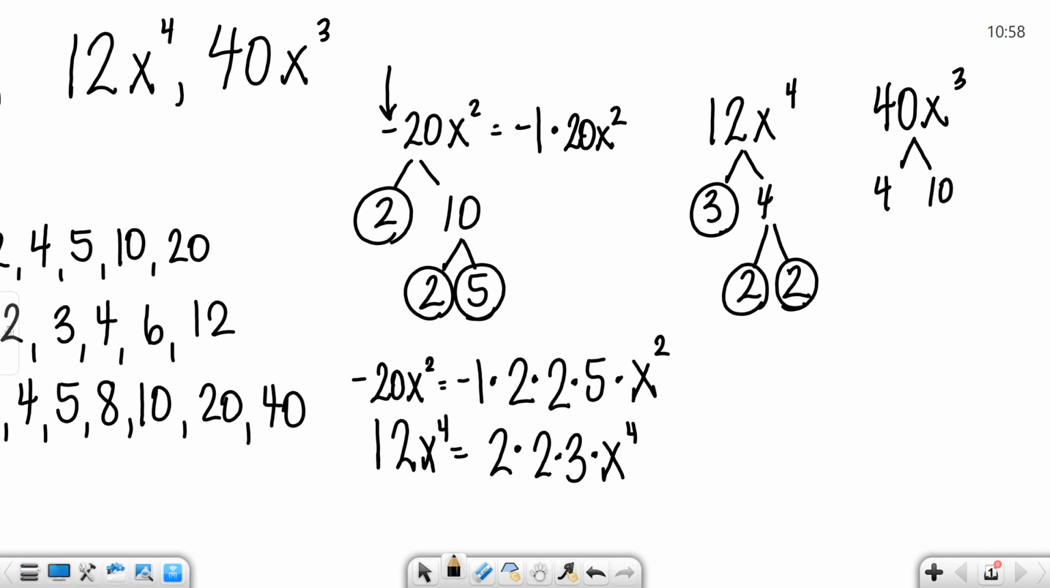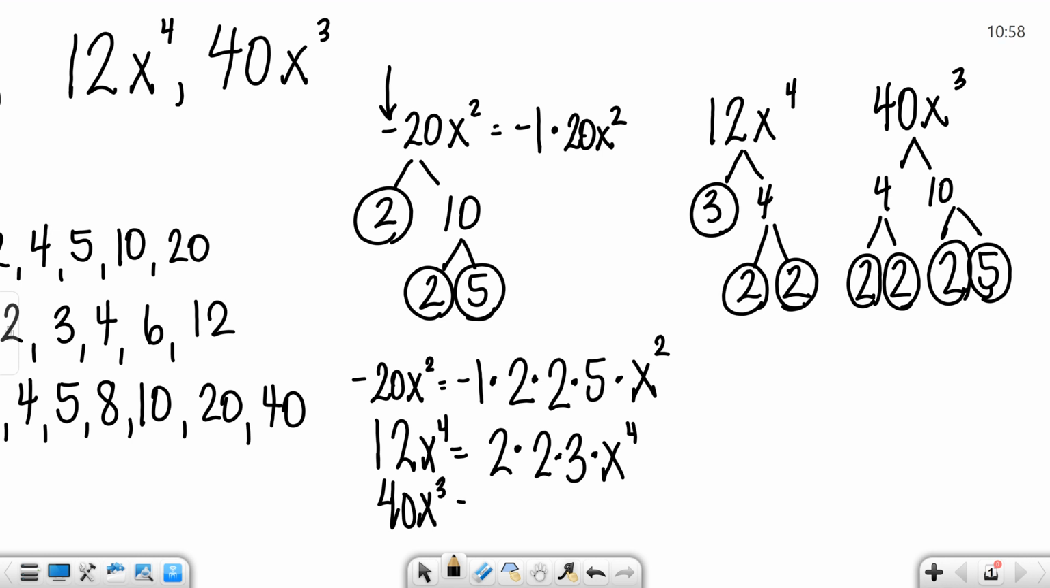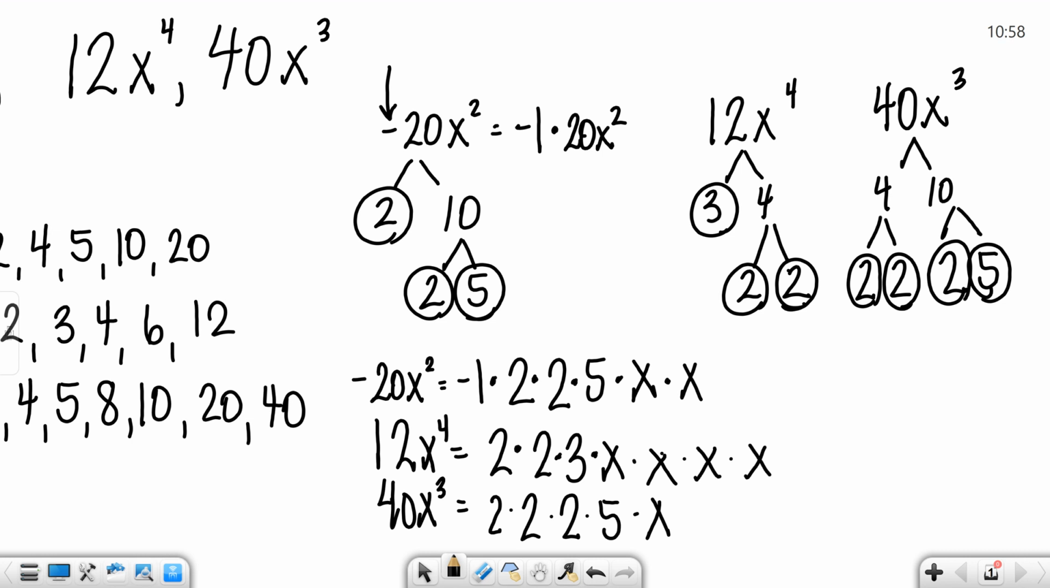40 is 4 times 10. Now both of those can be simplified, so I'm not going to circle either one of them. Okay, I know that 4 is 2 times 2, and then 5 times 2 is our 10. So 40x cubed would be 2 times 2 times 2 times 5 times x cubed. Now let's say that you wanted to write out these x's just to keep you from being confused. The first one has 2 x's, the next one has 4 of them, and then the last one has 3 of them.